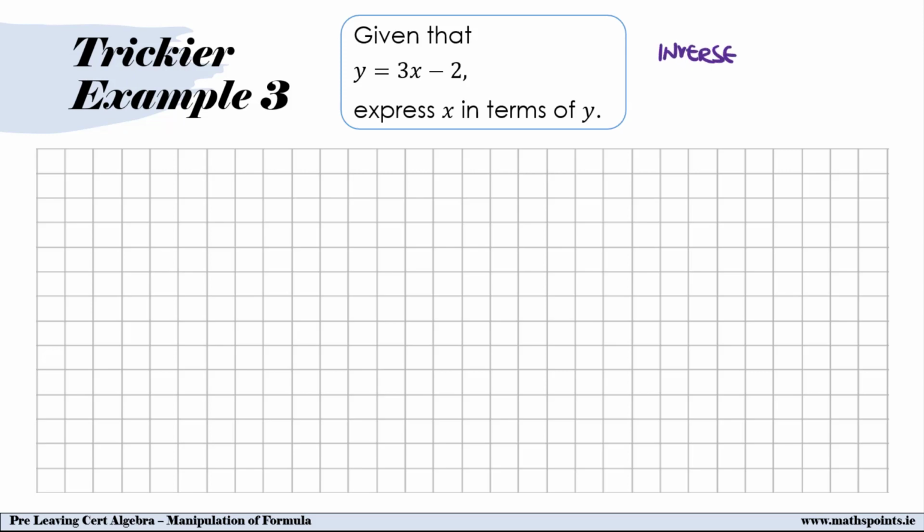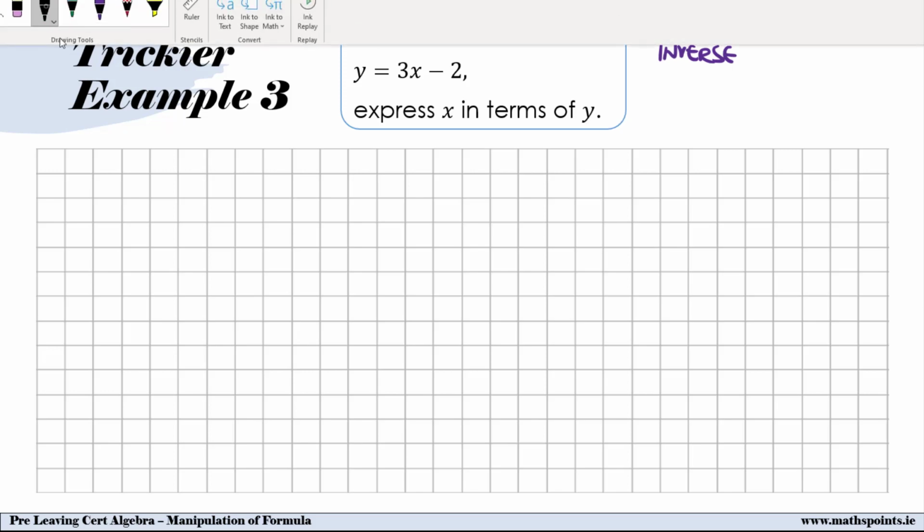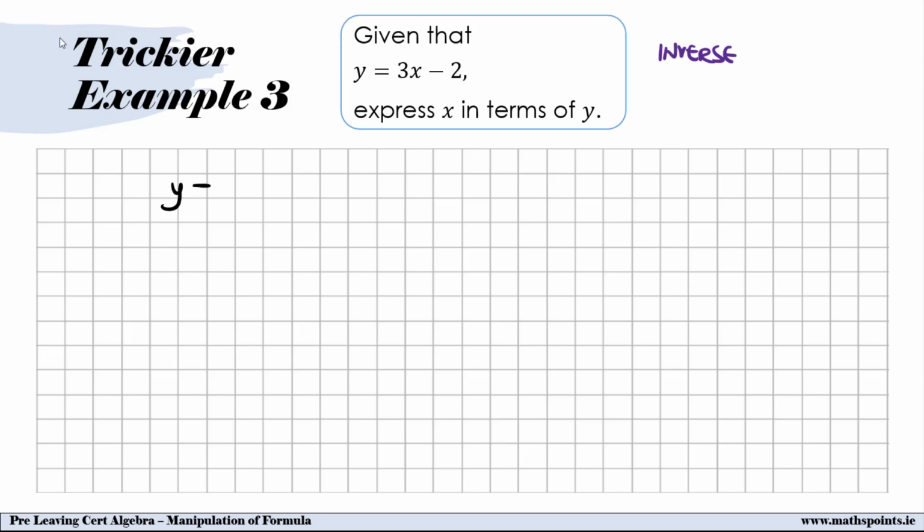So what we're going to do is we're going to express x in terms of y. At the minute, we're expressing y in terms of x. Y is equal to 3x minus 2. So the x term is positive on the right hand side, so I'm going to leave the x's on the right hand side, and to get rid of the minus 2 on the right hand side, I'm going to add a 2 to both sides.